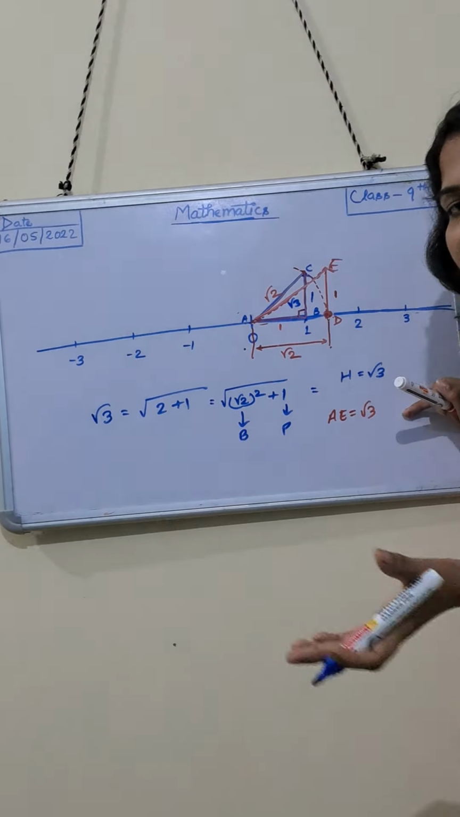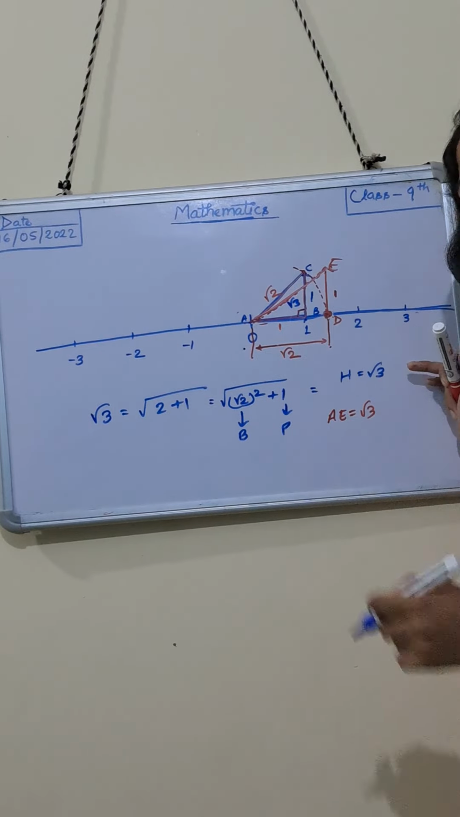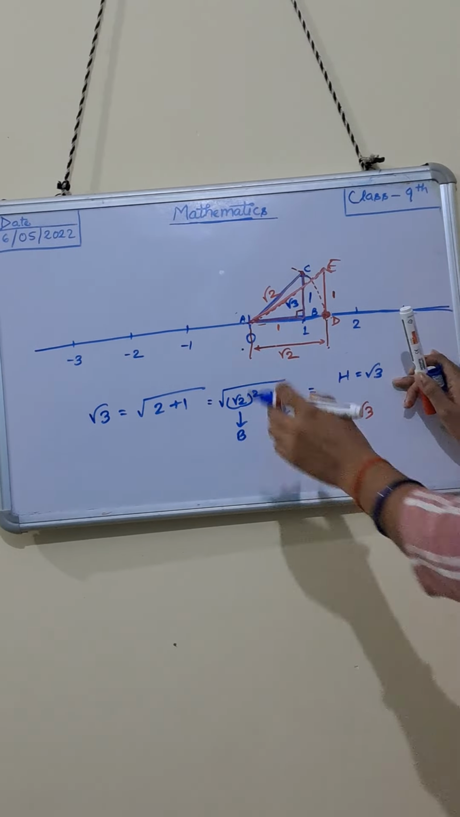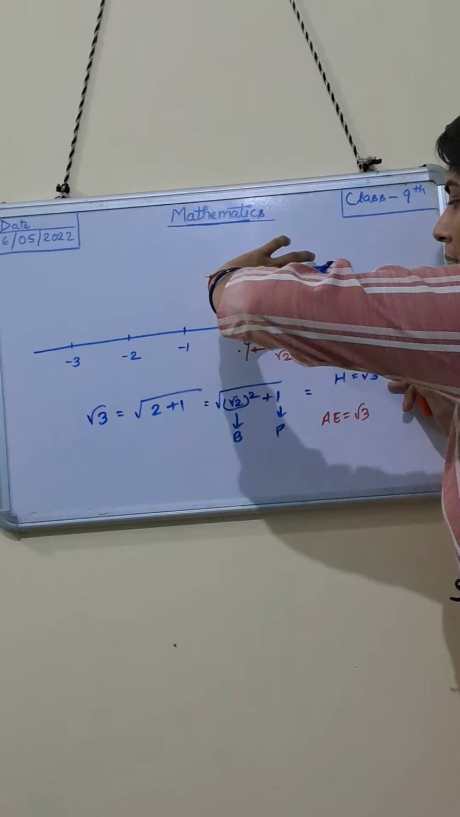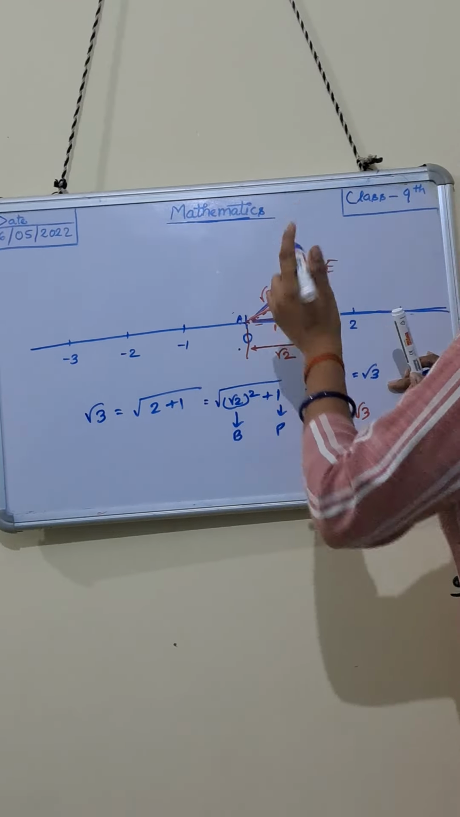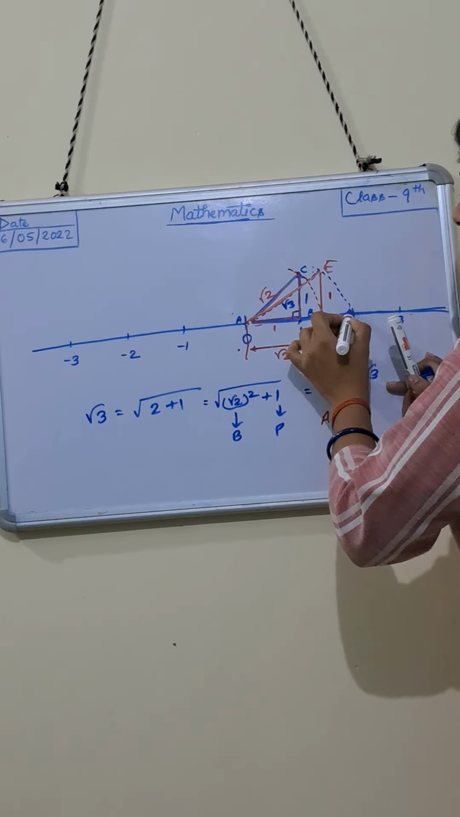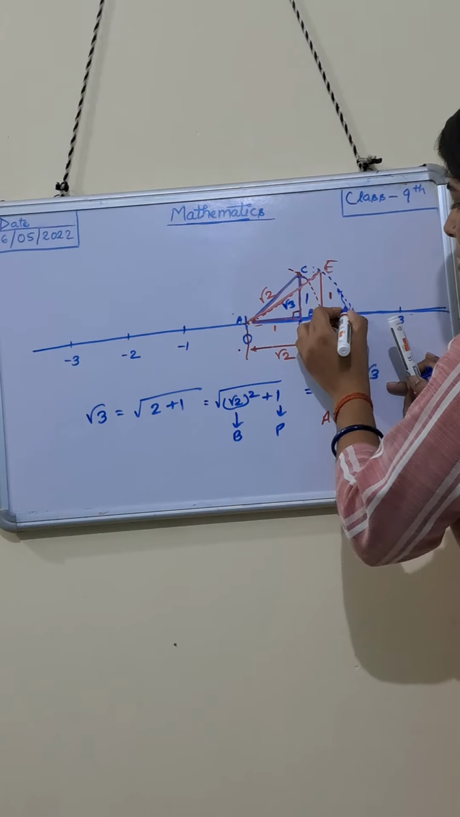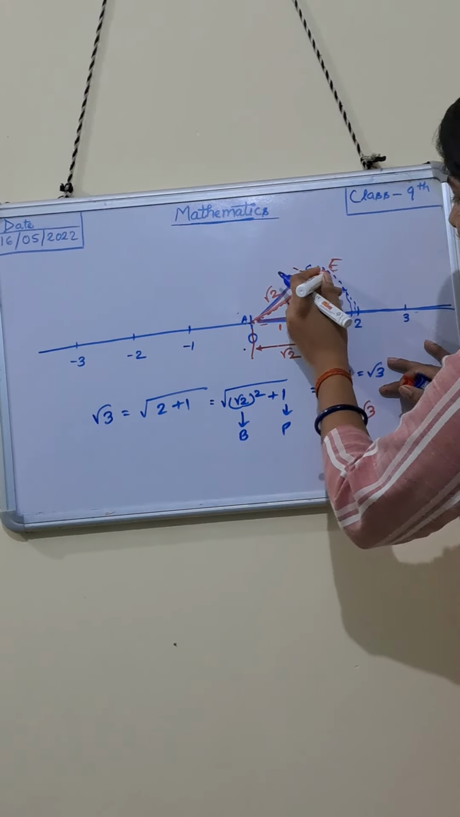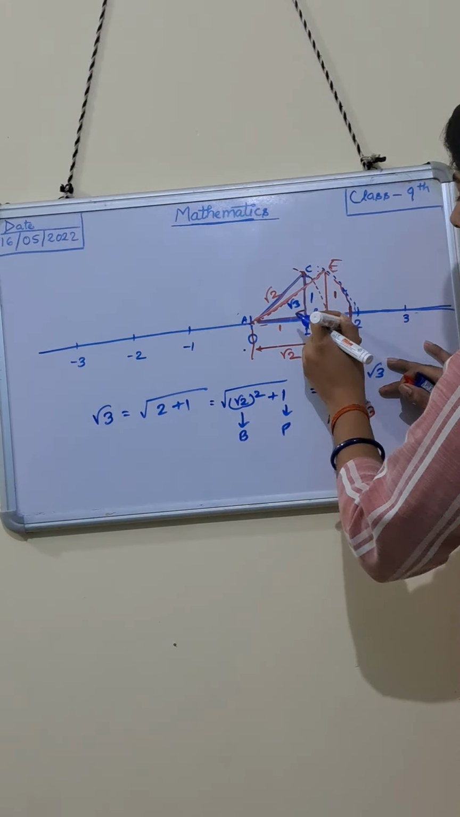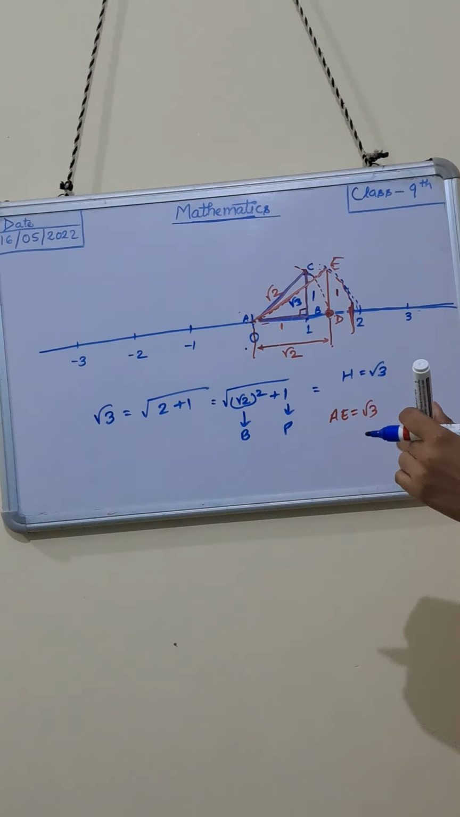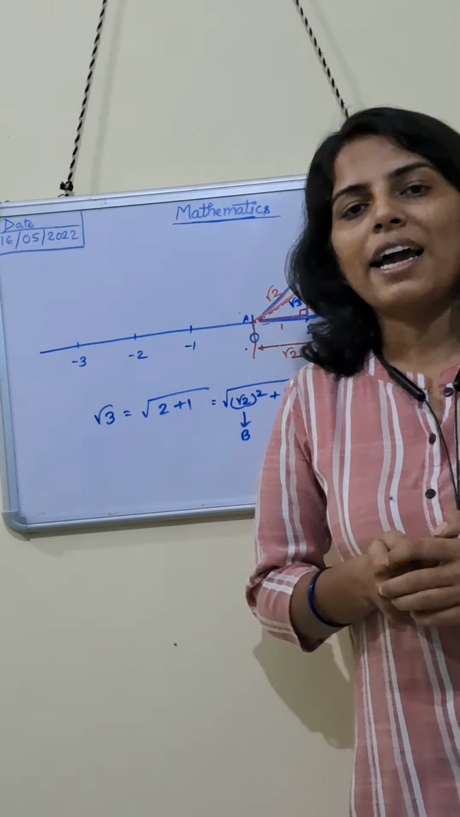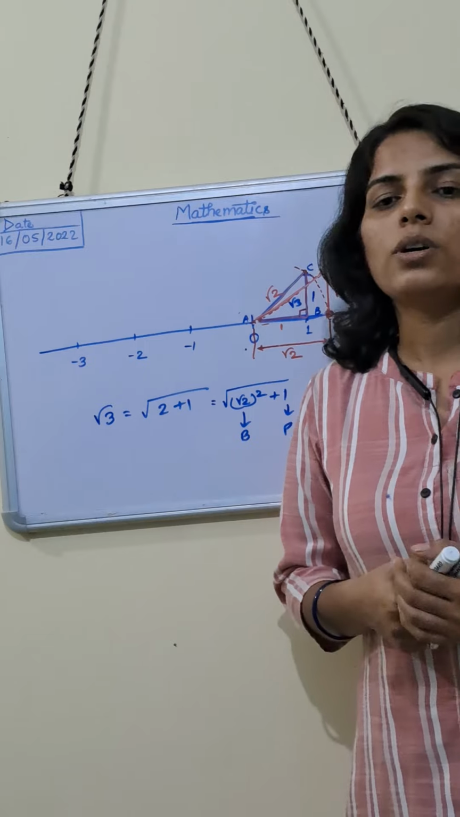Now again we will take the compass. We have to draw this point on the number line. So we will put the compass here at the origin and we will draw an arc like this on the number line. So it will come around here, okay? So it will be our under root 3. I hope you understood well. Okay, thank you.